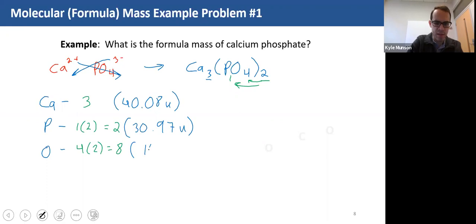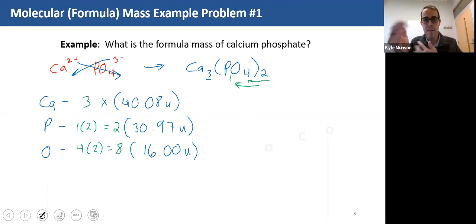Oxygen is basically 16 when you round it to 2 decimal places. Okay, and what you're going to do, you're just going to multiply the number of atoms that you have by the atomic mass of that atom, for that element. So when you do that, this is what you should get.